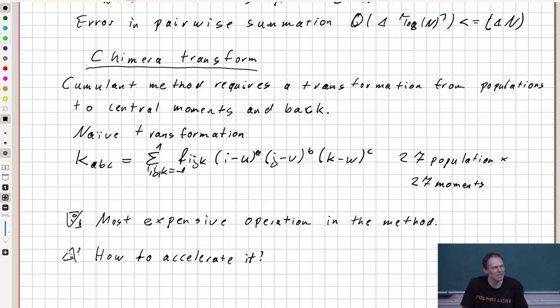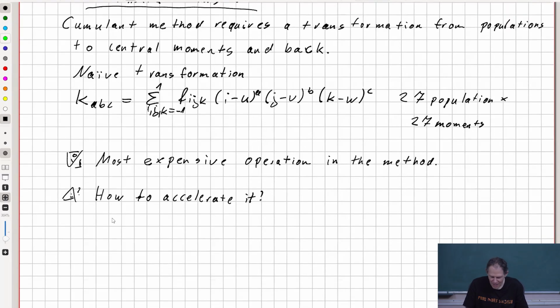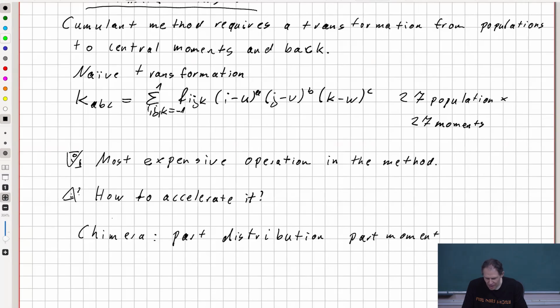Any idea how we would accelerate this? Okay, I tell you. Why do we call this thing chimera? A chimera is half one thing and half another thing, right? And we say this is part distribution and part moment. I have kind of invented my own nomenclature, so I hope you understand this.